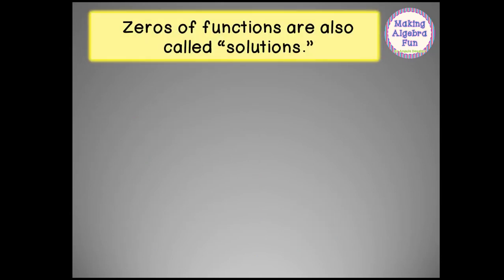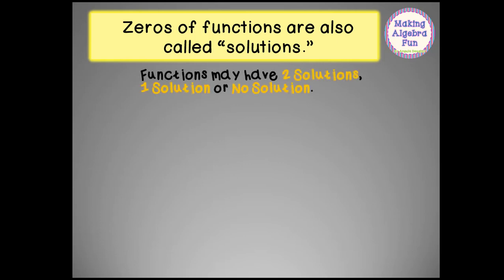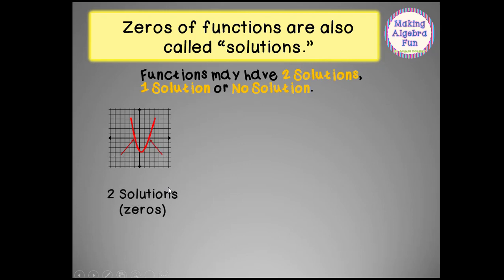Now, note that zeros of functions are also called solutions. So a function may have one solution, two solutions, or no solutions. If it's got two solutions, it may look like this here. This has got two solutions because this is a parabola and it comes down and it hits the x-axis here, and then it dips down and it turns around and comes back up and hits it again. So it hits it at two places, and so therefore we have two solutions or two zeros.